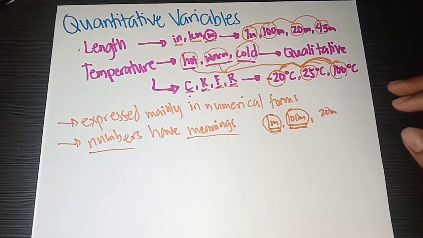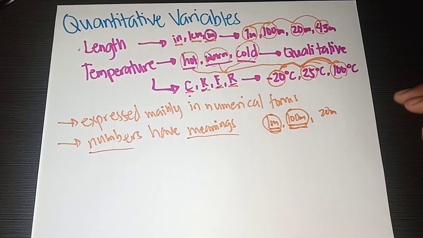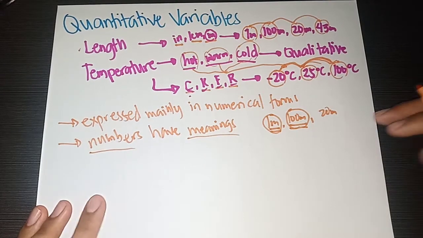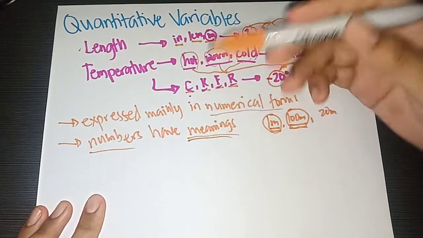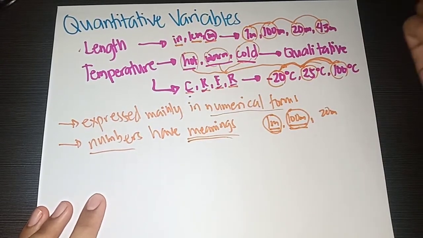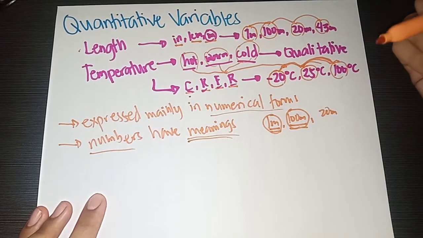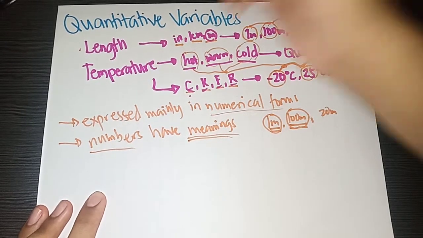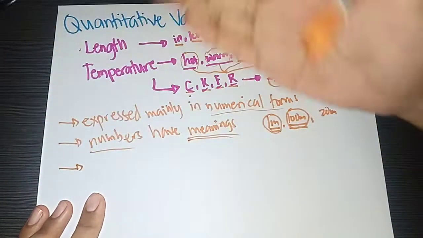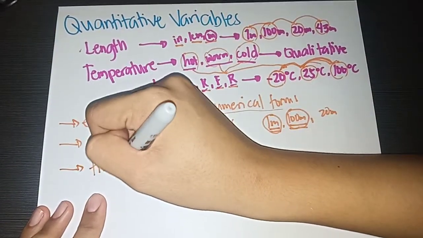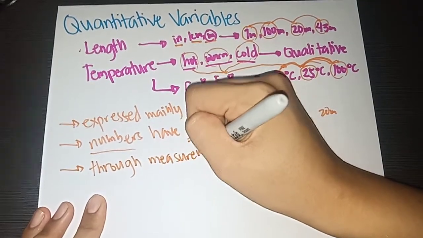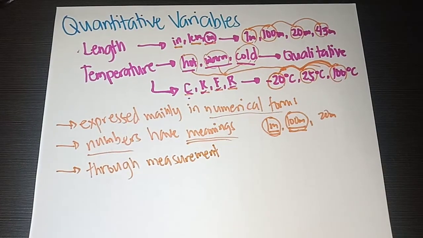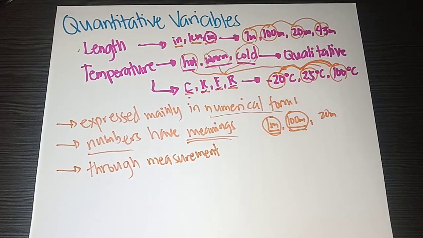They are not used to identify names; they are used to identify amounts and quantities. So, if quantitative variables are expressed mainly in numerical forms that have meanings already, how do we obtain the possible values for quantitative variables? We obtain the data through measurement. Let's have another example of a quantitative variable.